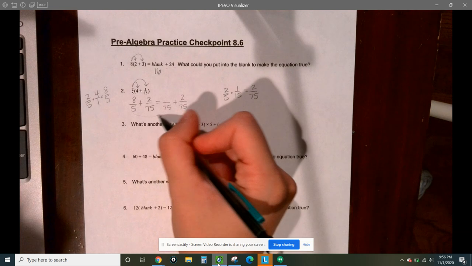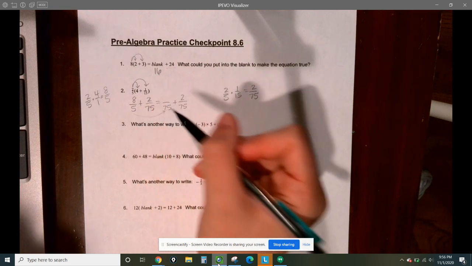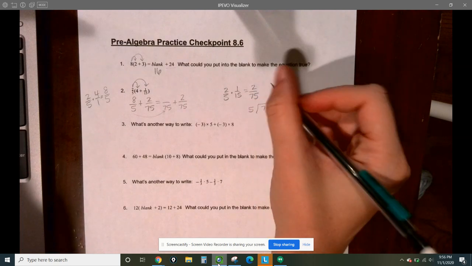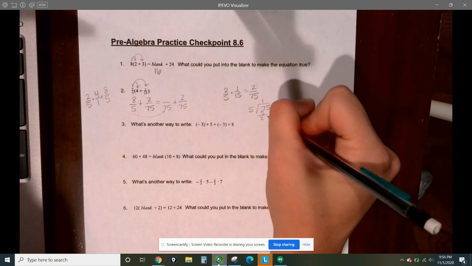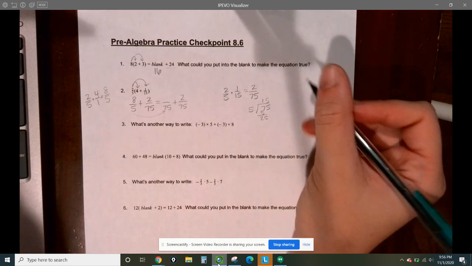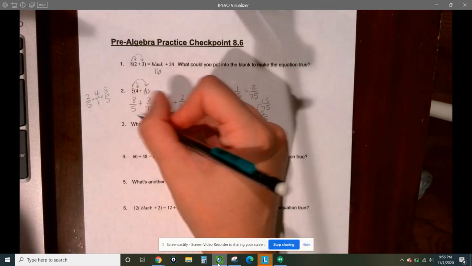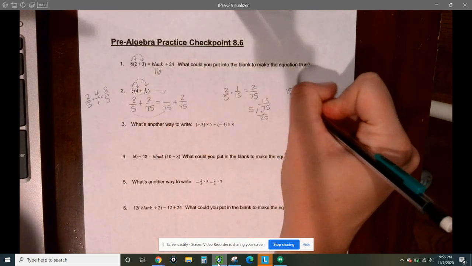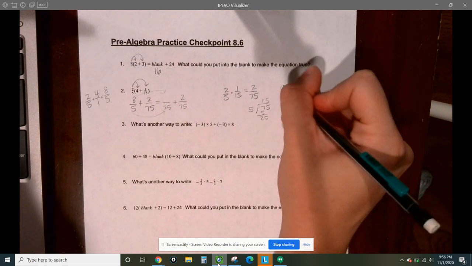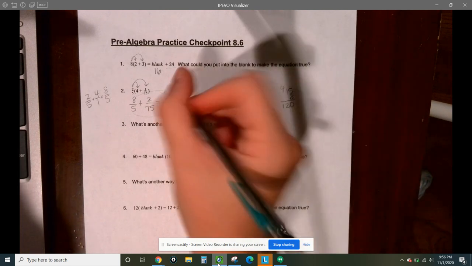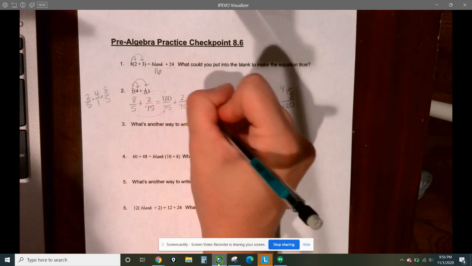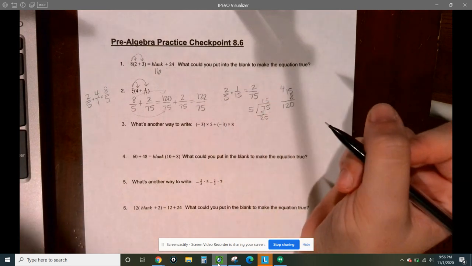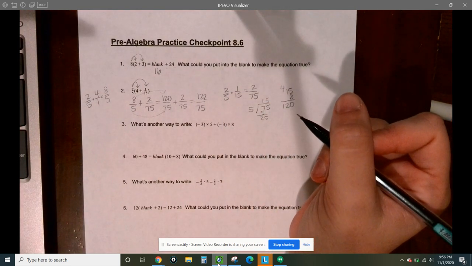I need to change this first one into 75ths. So 5 times what was 75? I don't know that off the top of my head. You can use a calculator, or I'm just going to do this one by hand. And it is 15. Oh yeah, 5 times 15 is 75. So I multiplied the bottom by 15, so I have to multiply the top by 15. So 8 times 15 is 120. So if I had to add these, I get 122 75ths. And you can turn that into a mixed number if you want to also.